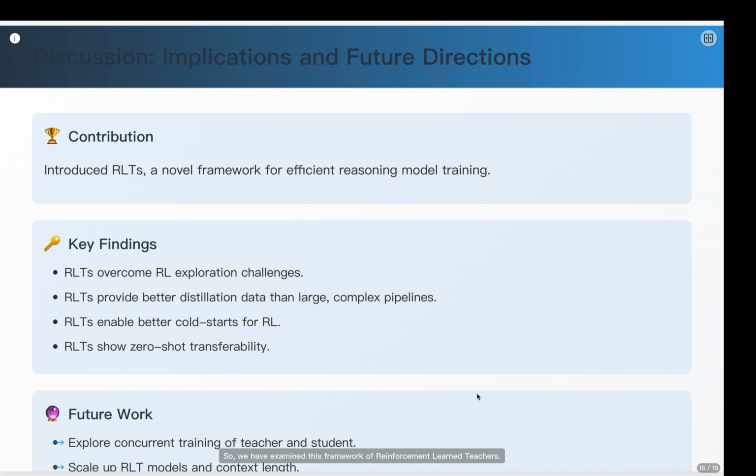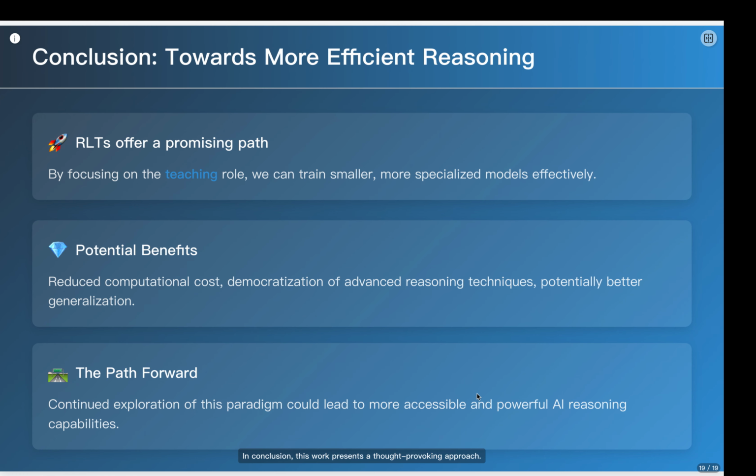So, we have examined this framework of reinforcement learned teachers. It seems to offer a compelling alternative to traditional reinforcement learning for reasoning, particularly by focusing on the teaching role. The empirical results suggest it can produce better distillation data, enable more efficient cold starts, and even transfer across domains. Yet, the authors acknowledge limitations and point towards future directions, exploring concurrent training, scaling up the models, and applying it to even broader datasets. What further questions does this raise for you regarding the nature of teaching and learning in artificial systems? In conclusion, this work presents a thought-provoking approach.